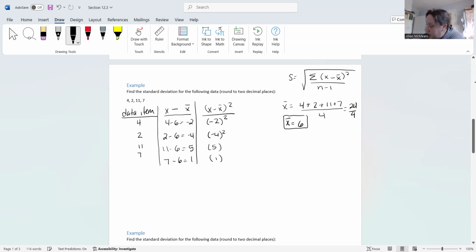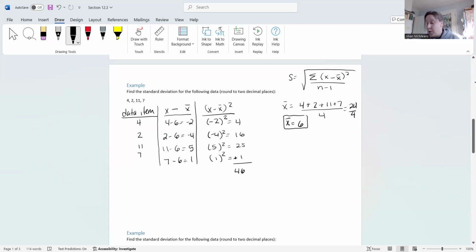So we're going to square each of these, and -2 in parentheses squared is 4. -4 in parentheses squared is 16. 5 squared is 25. 1 squared is 1. And then I'm just going to add all of these up. So we get 4 plus 16 plus 25 plus 1, which is 46 right here.